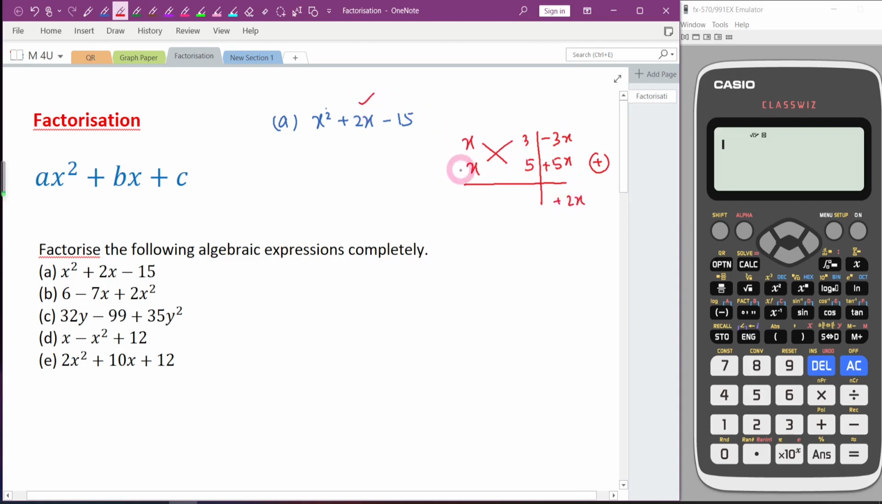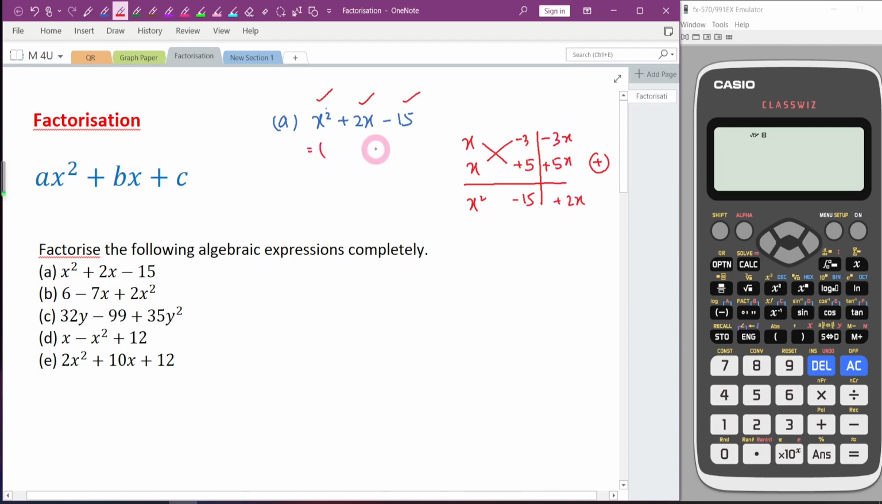If the front here is positive, then it will be easier for us to determine the sign here. If here is negative, we just copy. If this is positive, we just copy. Okay, so x times x will give us x squared, correct? Negative 3 times positive 5, we will get negative 15, correct? Okay, these two add up together, we will get positive 2x.